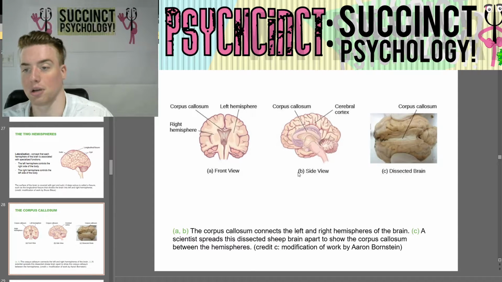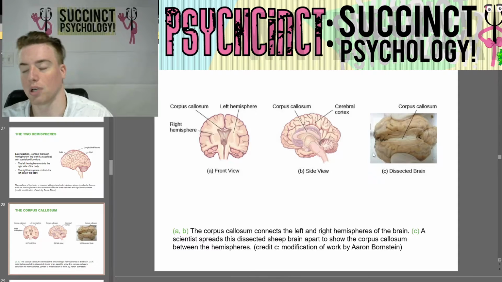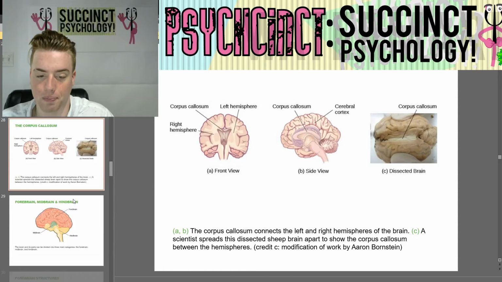So the corpus callosum. Here we have some pictures. The corpus callosum connects the left and right hemispheres of the brain. You can see the corpus callosum here. A scientist in this picture spreads this dissected sheep brain apart to show the corpus callosum between the hemispheres. You can see it very clearly right there. It's a little bit of a gross picture, but it helps you to better visualize what the corpus callosum is and where it's at.